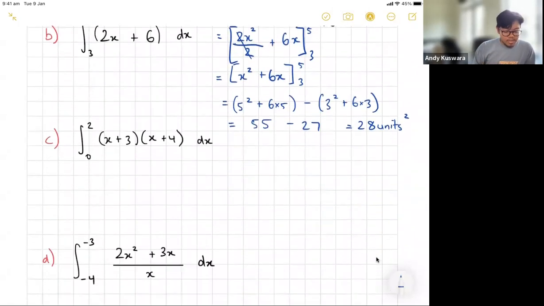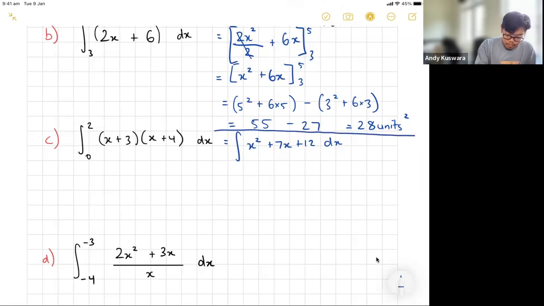Okay, now if we have something like this, we can't really integrate something that's a product. So what we're going to do is we're going to make our life a little bit easier. We're going to expand the brackets now. Now this goes to x squared plus 7x plus 12 dx. Okay, I know that becomes my, let's have a little bit of a separation here so we don't get confused. So I've just expanded the brackets first, and now I can integrate each term individually, right? And we know it's between 0 and 2.